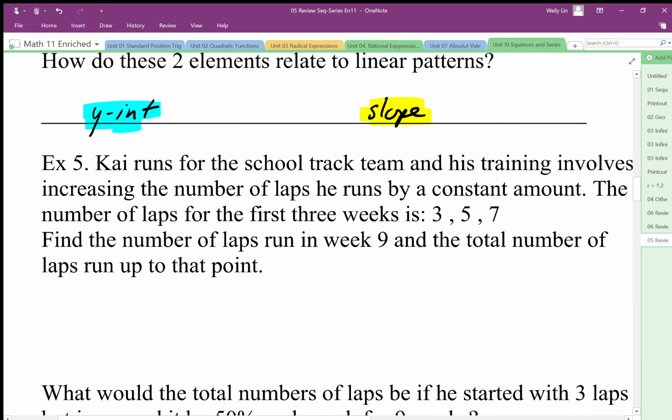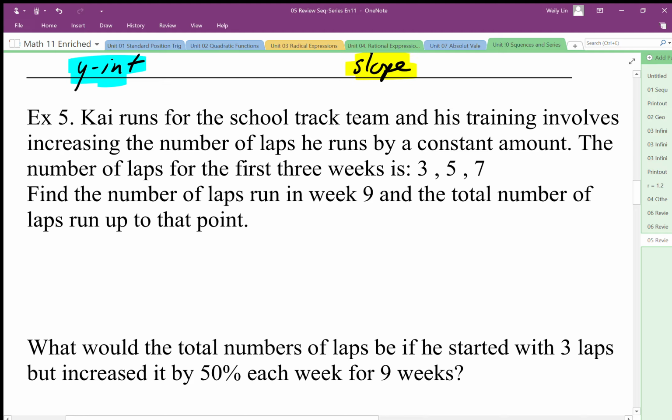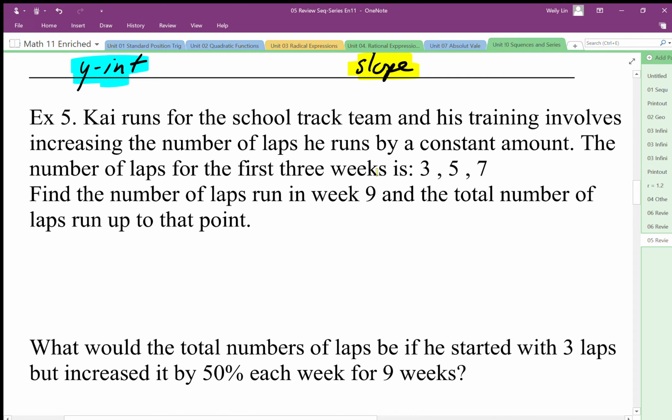So here Kai runs for a school track team, and his training involves increasing the number of laps by a constant amount. So first week he runs 3 laps, the second week he runs 5 laps, the third week he runs 7 laps. So we want to find the number of laps he ran in week 9 and the total number at that point. So let's figure out week 9 first.